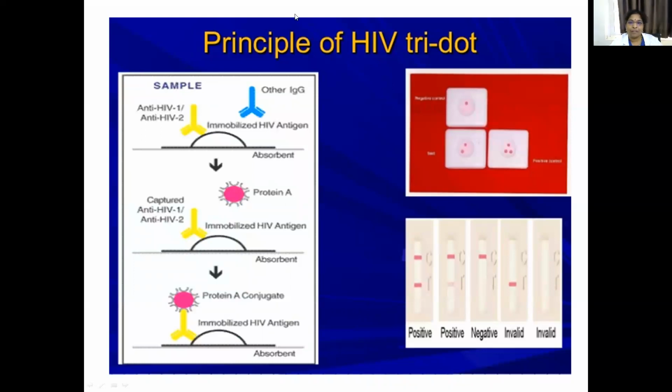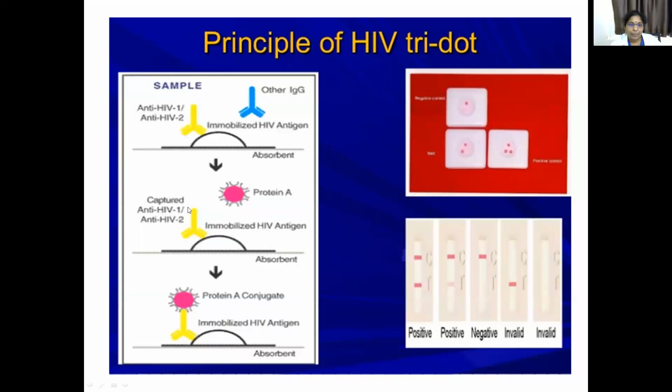This is the principle of HIV TRIDOT. So the patient may have HIV1 antibody or HIV2 antibody. Already in the adsorbent pad, there is an antigen. What is there in the adsorbent pad? Immobilized antigen is present, and the buffer will have protein A. What is there in the buffer? Protein A conjugate is present.